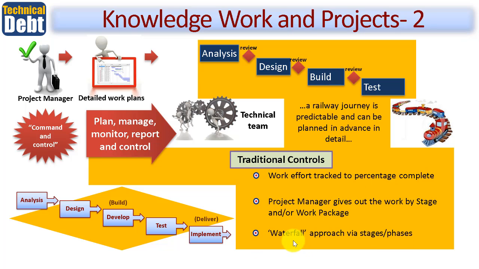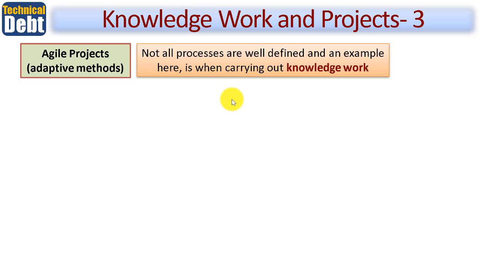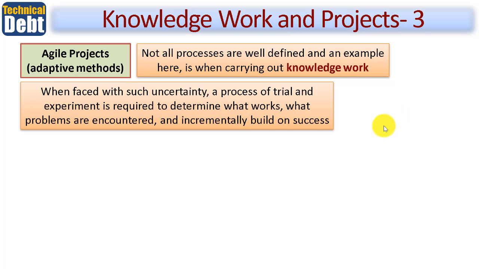So it's called the waterfall approach, since you've got to complete all the design before you start the first part of building. So let's now look at the Agile approach, also known as adaptive methods. Now, in an Agile approach, not all the processes are well defined, and an example here is when carrying out knowledge work, hence the title of these first few slides. When faced with such uncertainty, it's more of a process of trial and experiment in order to determine what works, what problems are encountered, and then incrementally build on those learnings ultimately to a successful project.